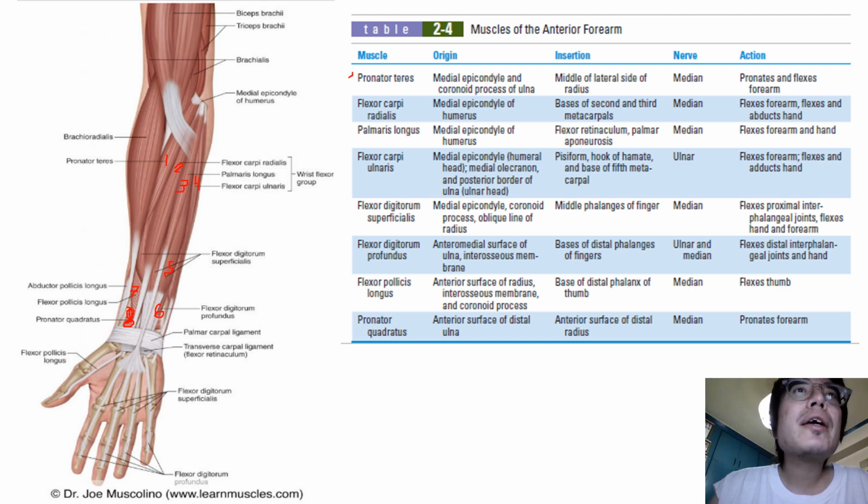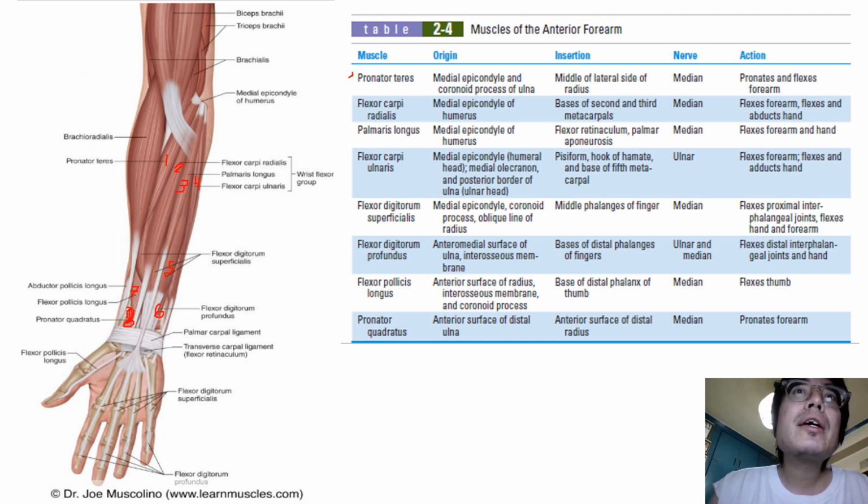Adjacent to it is the flexor carpi radialis. The flexor carpi radialis has its origin also from the medial epicondyle of the humerus, and it inserts into the bases of the second and third metacarpals. It is also innervated by the median nerve, and its function is to flex the forearm and flex and abduct the hand.